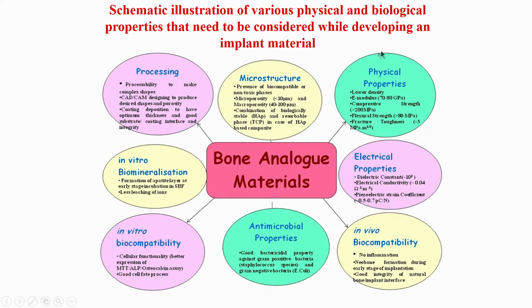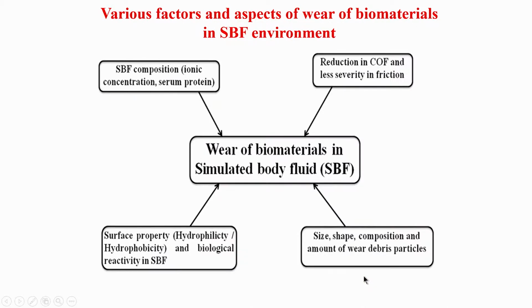So, here I will present another published case study from our own group, and that is on glass infiltrated alumina. Just to refresh your memory, these are the various physical and biological properties that need to be considered for an implant material: processing, like the processability to make complex shapes, CAD/CAM designing to produce desired shapes, and porosity, microstructure like microporosity and macroporosity, physical properties, lower density, elastic modulus, in vitro biomineralization, electrical properties, in vitro biocompatibility, antibacterial properties, and in vivo biocompatibility.